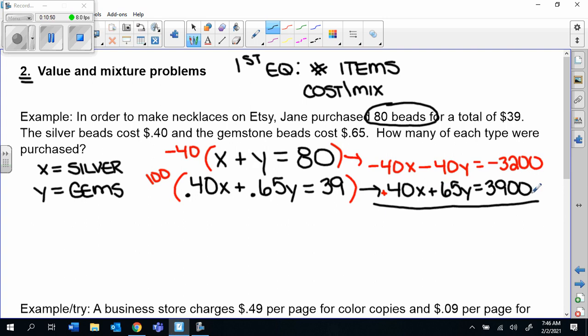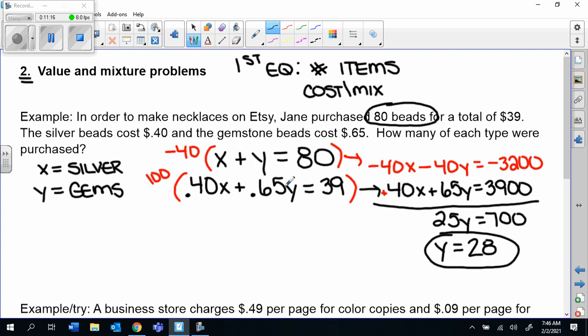All right, let's add straight down. This is going to drop out. We have a negative 40 and a positive 40. And then the y's, negative 40y and a plus 65y, we have 25y equals 700. If I divide both sides of that equation by 25, 25 divides into 700 28 times. You can put the 28 here, or you can put the 28 there. Ask yourself what is more simple looking. I definitely think this equation here on the top is more simple because they just have to add to 80.